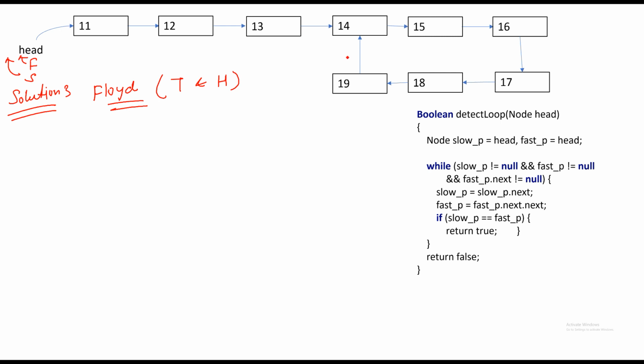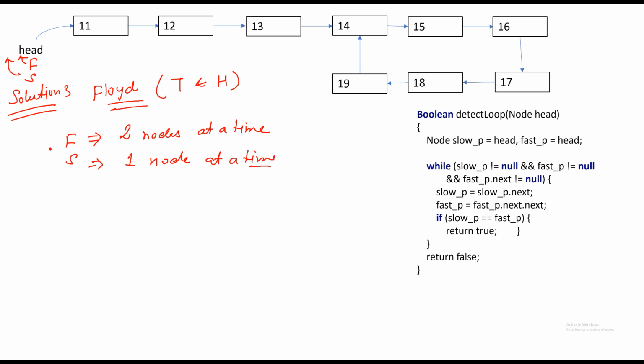The only thing you're going to do is the fast pointer will move two nodes at a time, and the slow pointer will move only one node, okay? Only one node at a time.